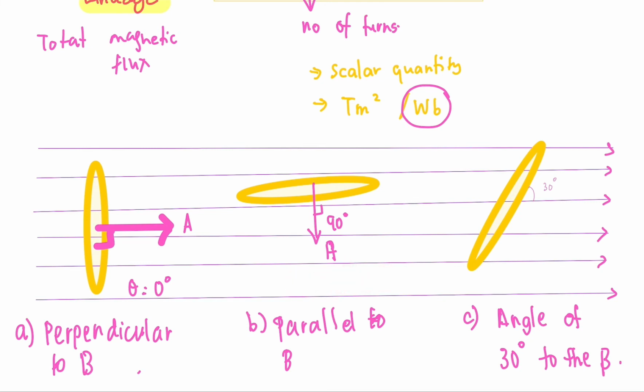When your plane makes an angle of 30 degrees to B, so this is your plane or coil, making 30 degrees to your B, the angle theta is not 30 degrees. A must be perpendicular to your plane, so this is your plane and A must be 90 degrees to it. Theta is the angle between B and A, so theta is 90 minus 30, which gives 60 degrees. You have to be careful with theta.